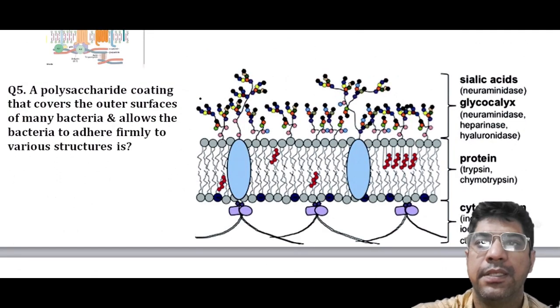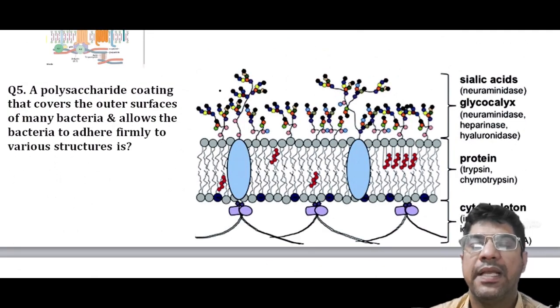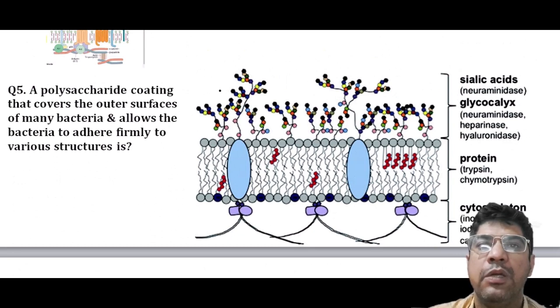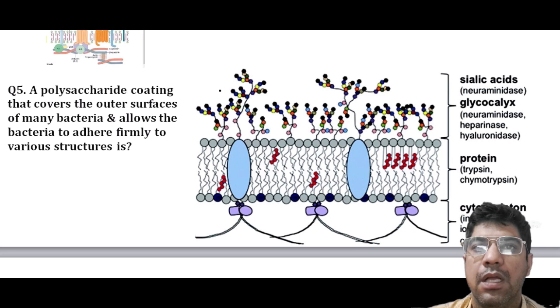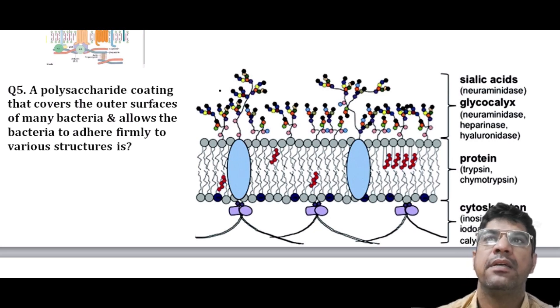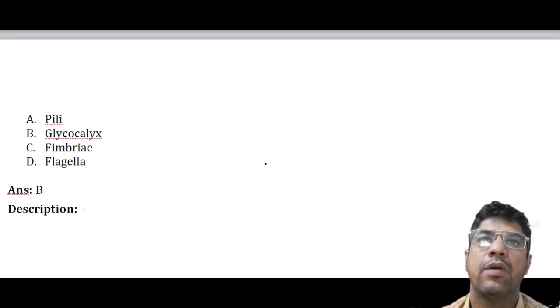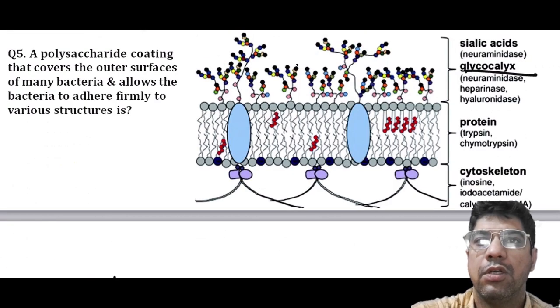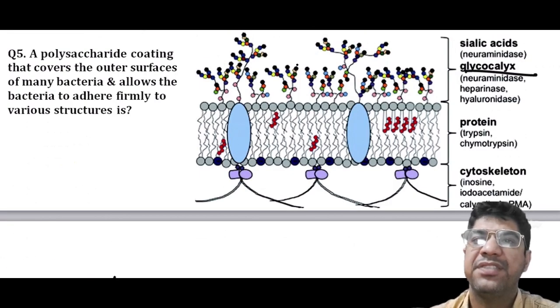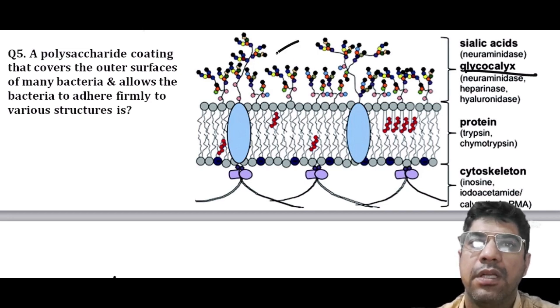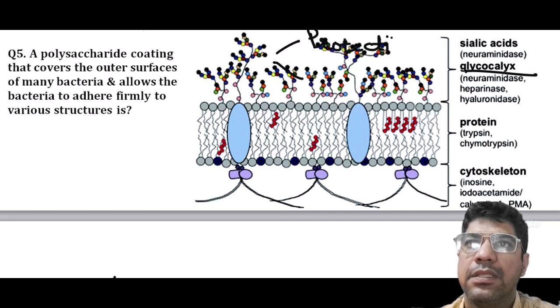A polysaccharide coating that covers the outer surface of many bacteria and allows the bacteria to adhere firmly to structures is glycocalyx. The options are pili, glycocalyx, fimbriae. The answer would be glycocalyx. So glycocalyx is just like a shield for bacteria. It gives two functions. One is protection and the other is adhesion.